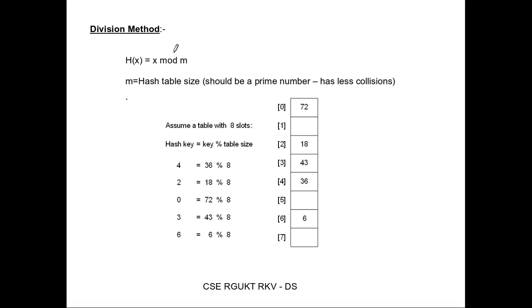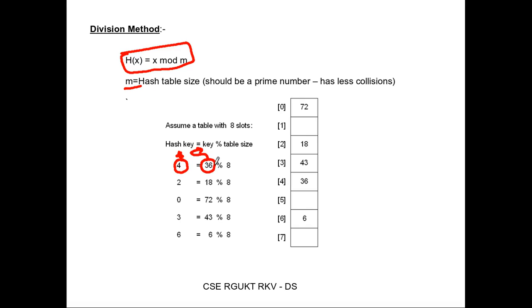In the division method, our hash function is x mod m. Suppose m is the hash table size, that is your array size. In this you have to store all the elements. As usual, the array index starts from 0 and ends at 7. Suppose you want to store an element, which is a hash key, called 36. Okay, so that is the key for you.